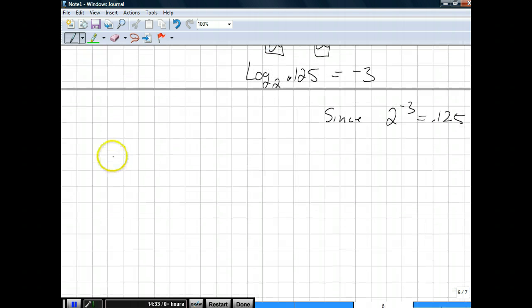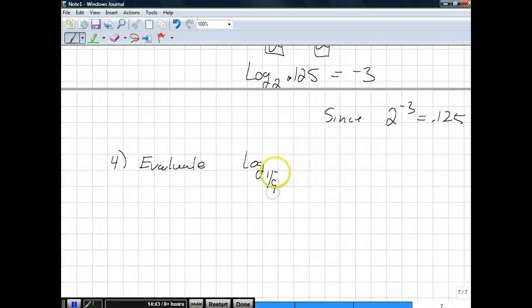Number 4. Evaluate log base 1/9 of the 4th root of 3. Okay, so in other words, we want to know what is that log equal to. Well, we don't know that, so we let that be x. Then the next thing is take it out of log form and put it into exponent form. So we get 1/9 to the x equals the 4th root of 3.